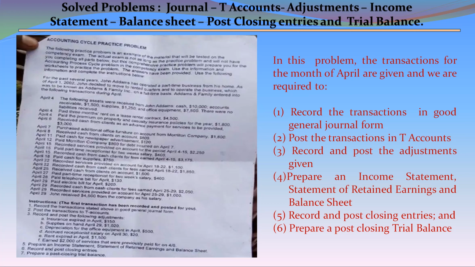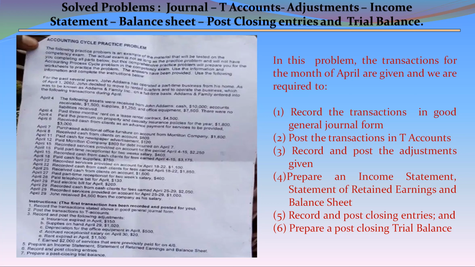April 6. Received cash from clients as an advance payment for services to be provided, $3,000. April 7. Purchased additional office furniture on account from Morrilton Company, 1,800. April 8. Received cash from clients on account, 800. April 11. Paid cash for newspaper advertisement, 120. April 12. Paid Morrilton Company 800 for debt incurred on April 7.